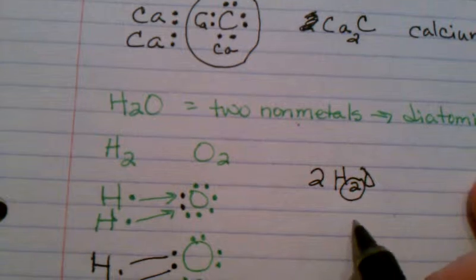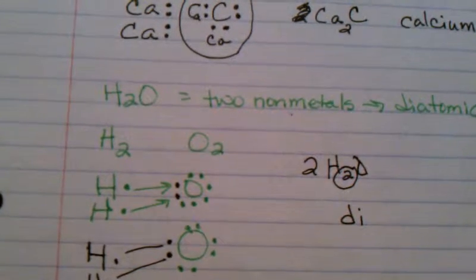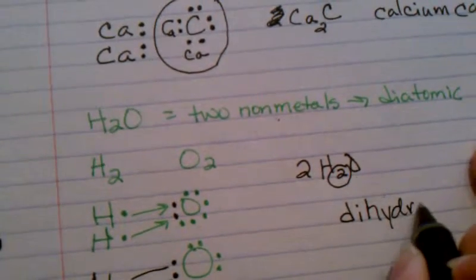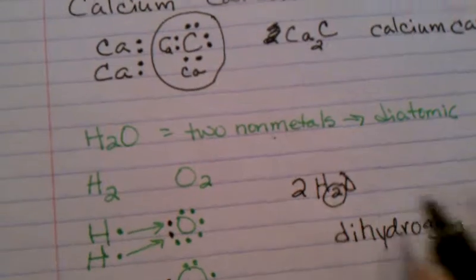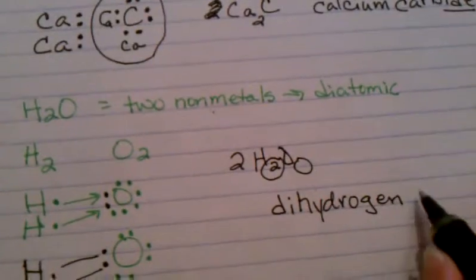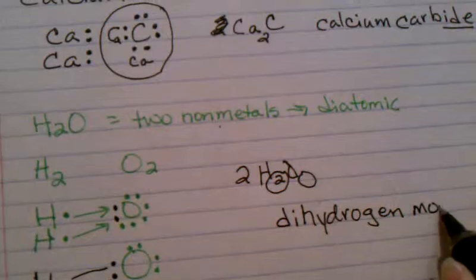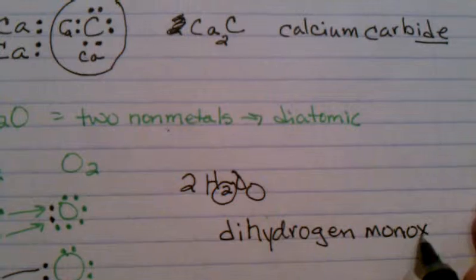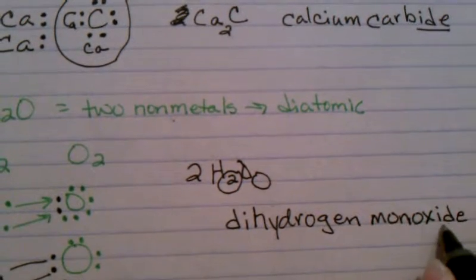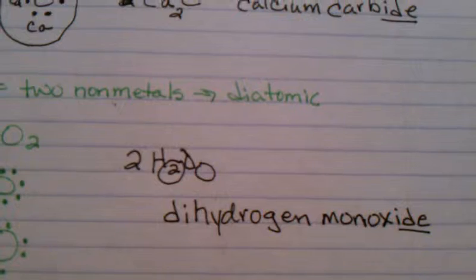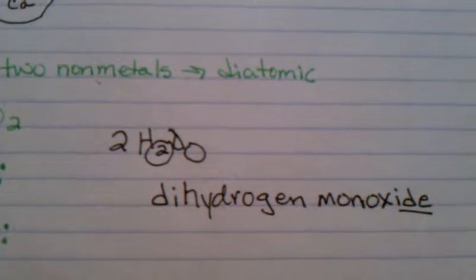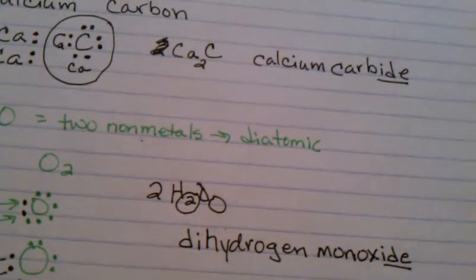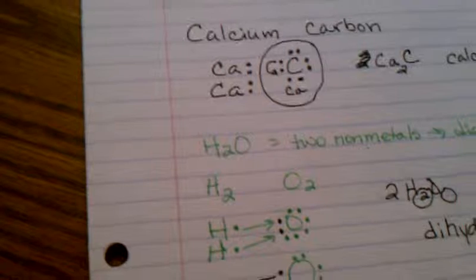So when you have 2 of something, you call it a di. Di means 2. It's dihydrogen. And I only have 1 oxygen, so that is mon for 1, oxide. Naming compounds is really hard, and personally I think it's silly. But I'll help you with any ones that you need, and all you have to do is email me the examples.